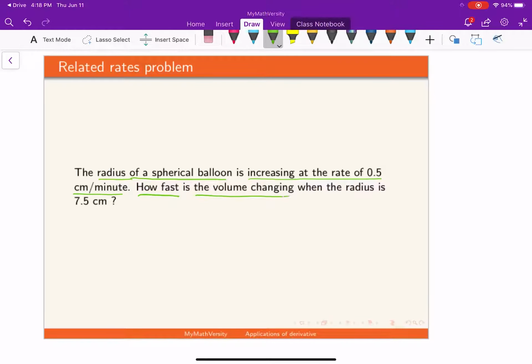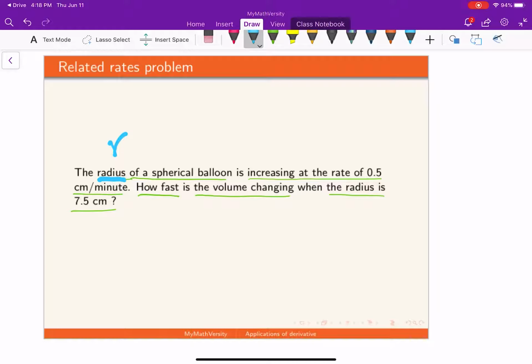volume changing when the radius is 7.5 centimeter. If you don't understand this question, you need to read it again until you understand the problem. Once you understand the problem, let's write down the variables involved in this question. You can see here there is a radius of the balloon, so we can represent that by r, right? The radius of the spherical balloon is increasing at a rate.